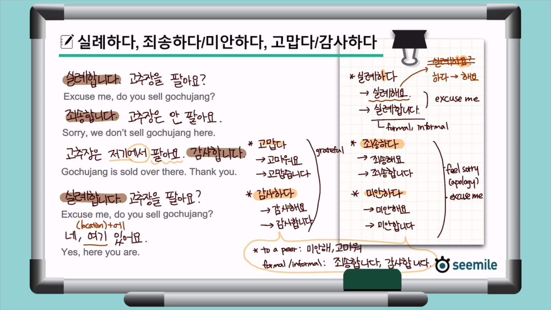But I'm sure you also remember this other point as well, that in Korean, many times particles are omitted unless its omission changes the meaning. Yes, that's why it's okay to omit the 에 here, but keeping it in and saying 네, 여기에 있어요 is still grammatically acceptable. Now repeat after me out loud. 실례합니다. 고추장을 팔아요?